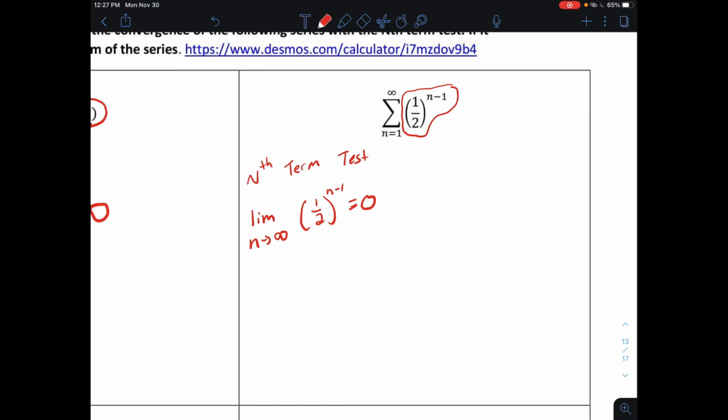So the result of our limit test is that we know really nothing. We don't know if it converges or diverges. So we need to go look at this graphically. So look at the graph.